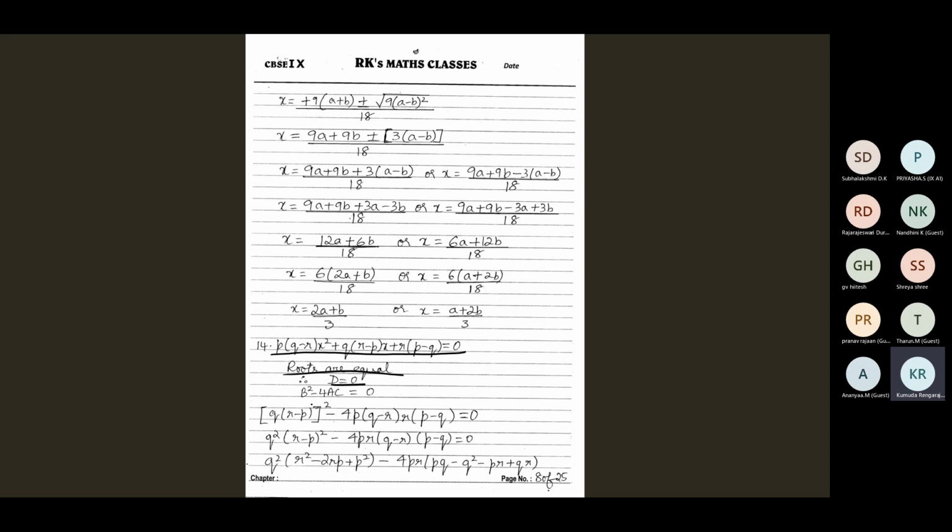That means d is 0. That means b squared minus 4ac is 0. So this is b. This is b squared. Minus 4ac. This is a. And this is c. Minus 4 into a into c is equal to 0. So this is q squared, r minus p the whole square, minus 4p into r is 4pr into q minus r, p minus q is equal to 0. Then you can see I've expanded.